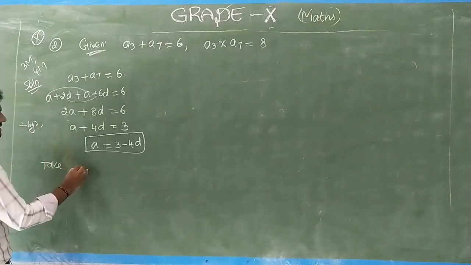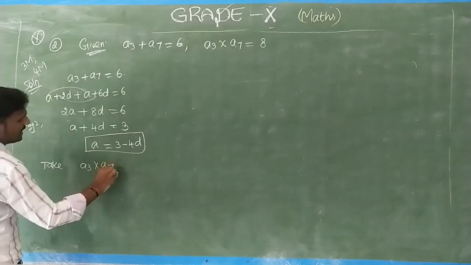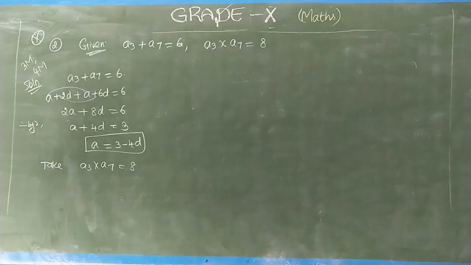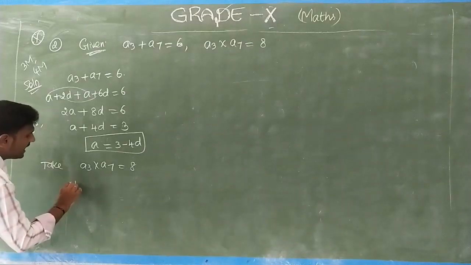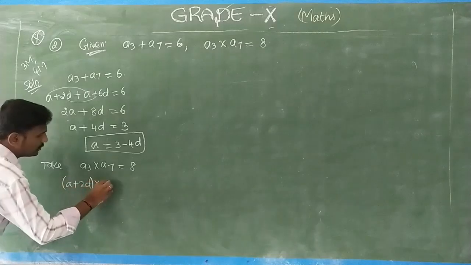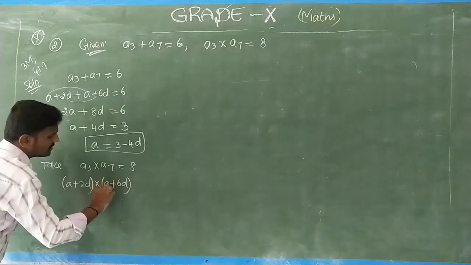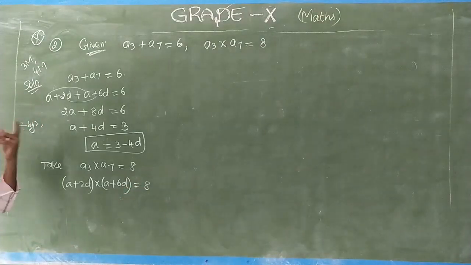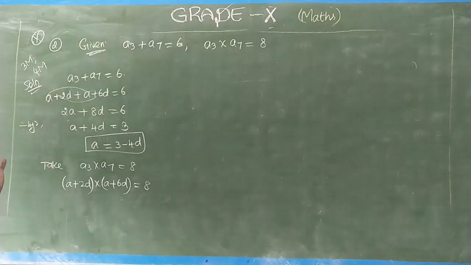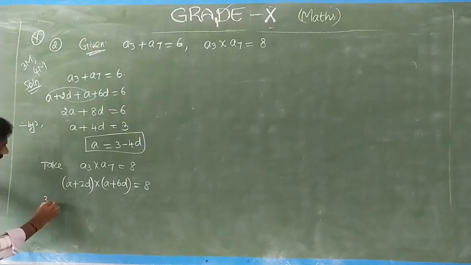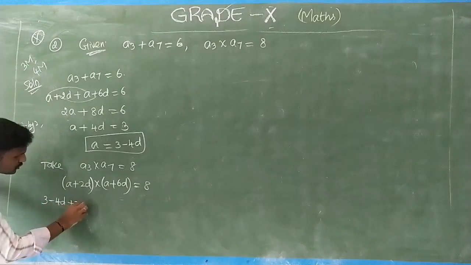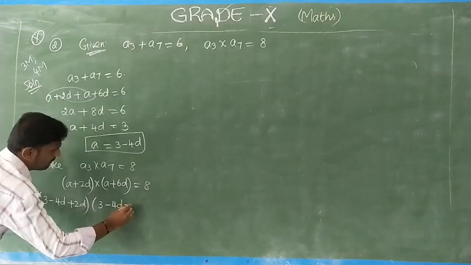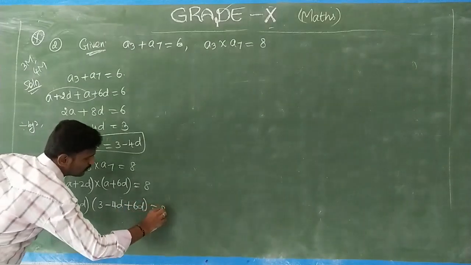And take the second one. What is given in your second? A3 into A7, which is equal to 8. The product means we are going to multiply. So A3 means A plus 2D into A plus 6D, which is equal to 8. Now you have the value of A as 3 minus 4D. Now I am going to substitute: 3 minus 4D plus 2D into 3 minus 4D plus 6D, which is equal to 8.